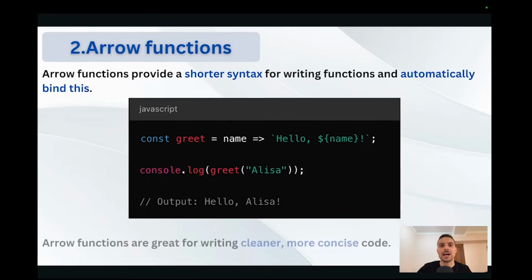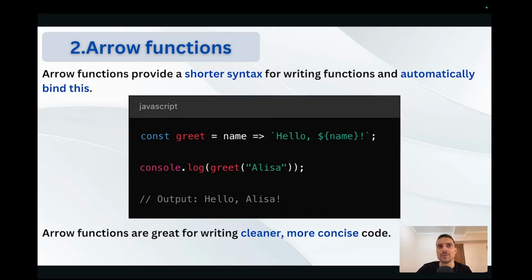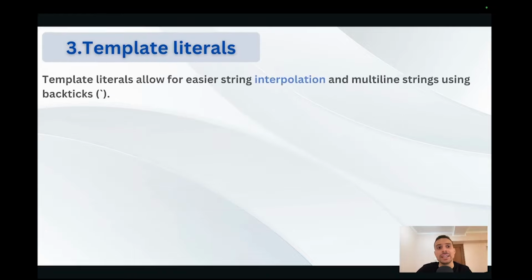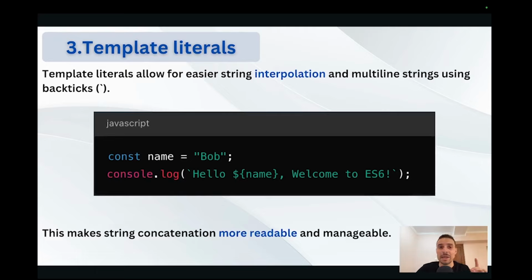Number 2 is arrow functions. Arrow functions provide a shorter syntax for writing functions and automatically bind the this keyword in JavaScript. They're great for writing cleaner and more concise code. Number 3 is template literals. Template literals are great for string interpolation and string concatenation. They make code more readable and manageable.